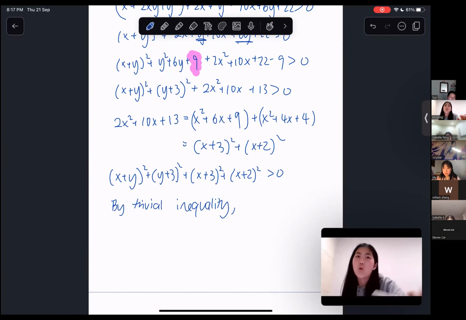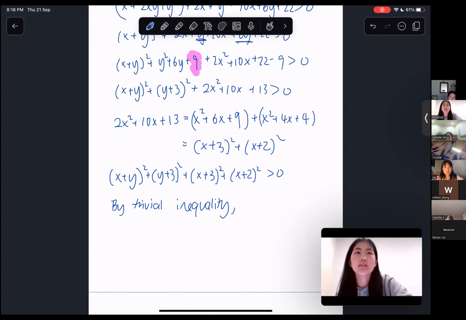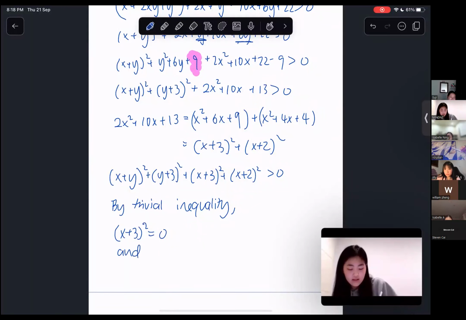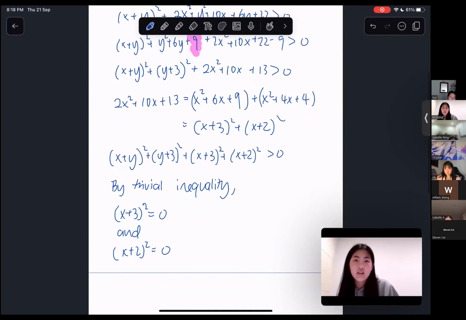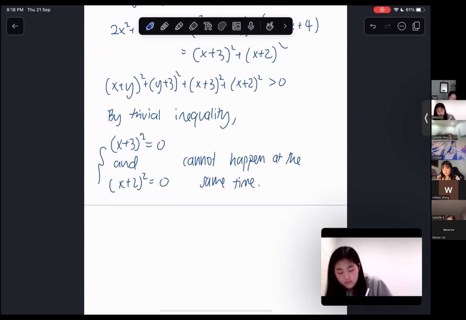Does anyone have any idea why our left-hand side cannot be equal to 0? x plus 3 squared and x plus 2 squared is always greater than 0. Yeah, I heard something really good. If we did want our left-hand side to be equal to 0, it would mean that every single one of these squares has to be equal to 0, because every single one of these squares individually is greater or equal to 0. But how can you have x plus 3 squared equal to 0 and x plus 2 equal to 0 at the same time, right? We cannot. So equality cannot be achieved.